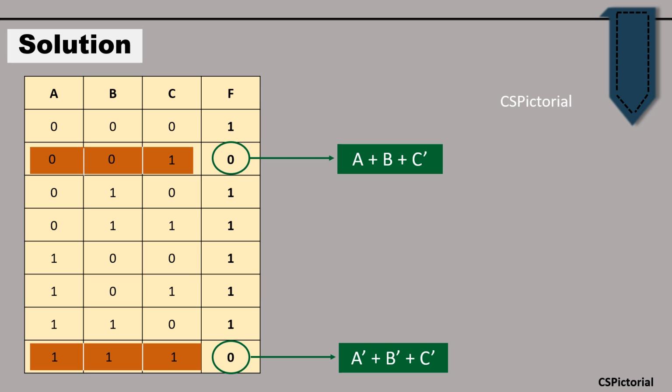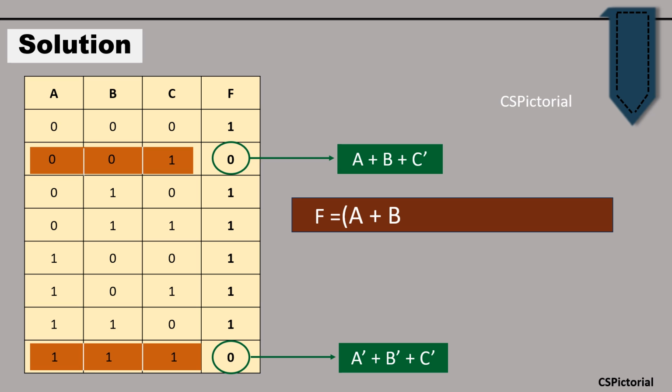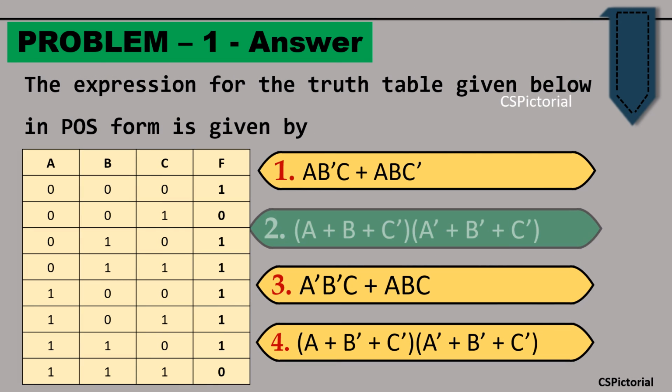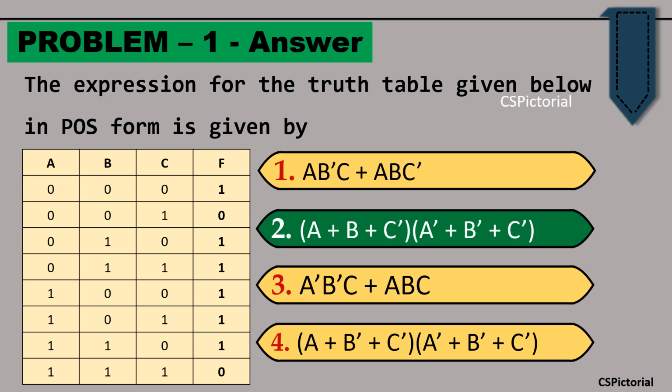Finally, we derive the POS expression by multiplying all the max terms. F is equal to A plus B plus C bar into A bar plus B bar plus C bar. Thereby, the answer for this problem is option 2, A plus B plus C bar into A bar plus B bar plus C bar. This problem looks complicated at first, but it's very simple if you understand the solution.